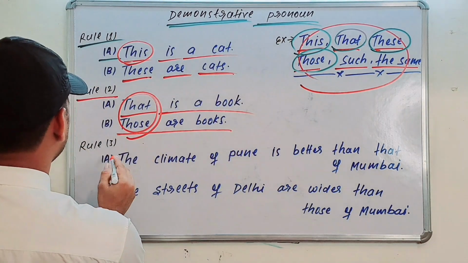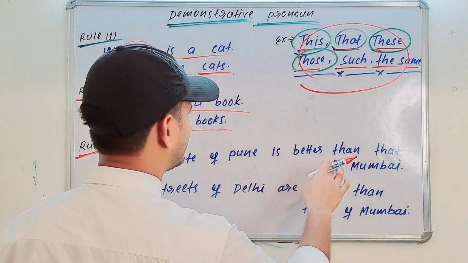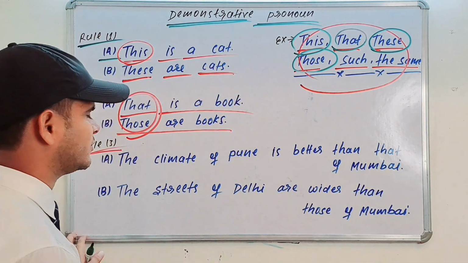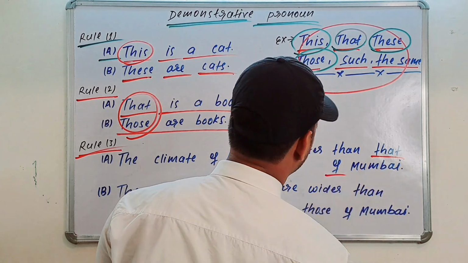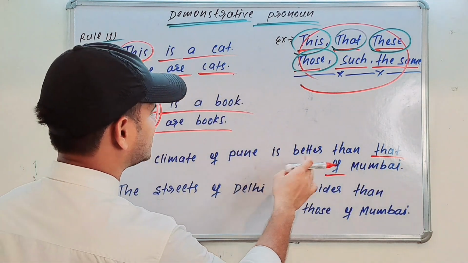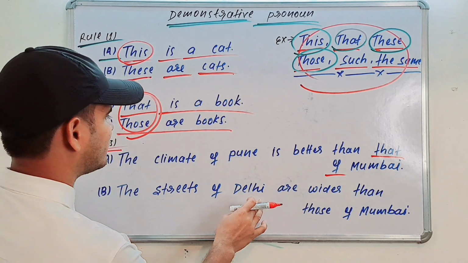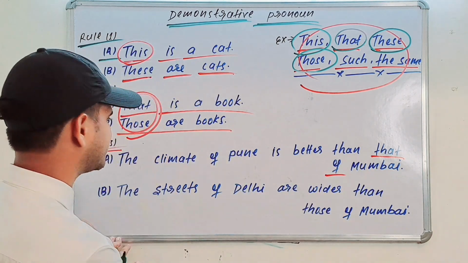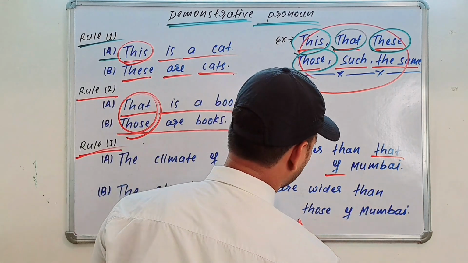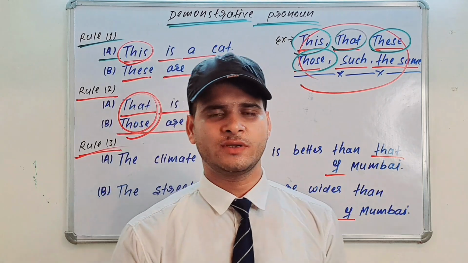And now we are going to learn the third rule. The climate of Pune is better than that of Mumbai. Okay, here see, that of. The streets of Delhi are wider than those of Mumbai. Here, than those of Mumbai. "That of" and "those of" are used.